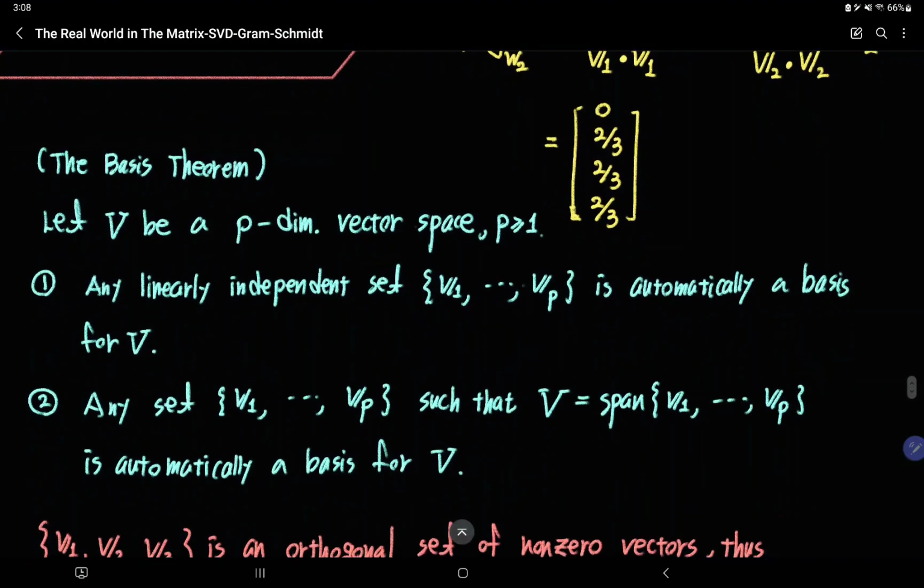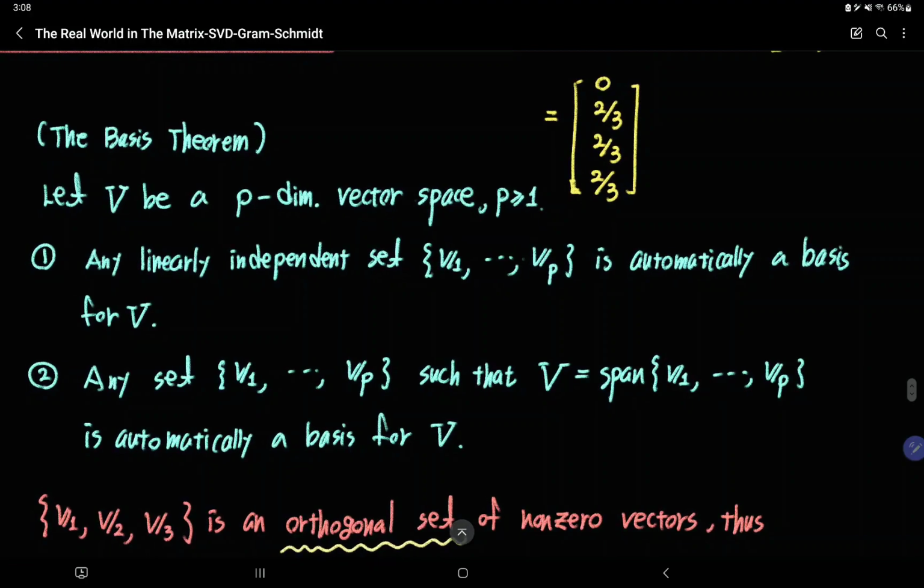Before going further, let's take a look at the basis theorems. Let the vector space V be a p-dimensional vector space, where p is greater than or equal to 1. Then any linearly independent set v1 through vp is automatically a basis for vector space V. So as long as the number of vectors in a linearly independent set is equal to the dimension of the vector space, then that set must be a basis for V.